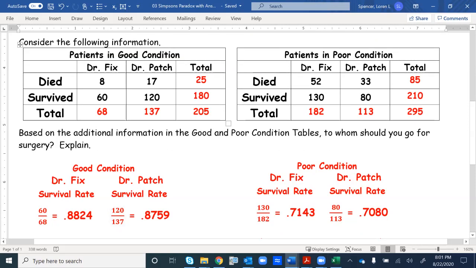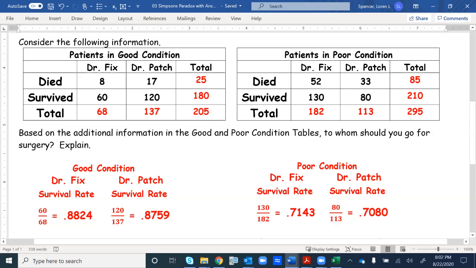It turns out that for Dr. Fix, 60 of the 68 patients survived, so just over 88% survived. And for Dr. Patch, 120 over 137, so almost 88%. So they're really close, but Dr. Fix is doing a little bit better job than Dr. Patch over here. When we go over to poor condition, it appears that Dr. Fix had 130 out of 182, or 71%, and Dr. Patch had less than 71%.